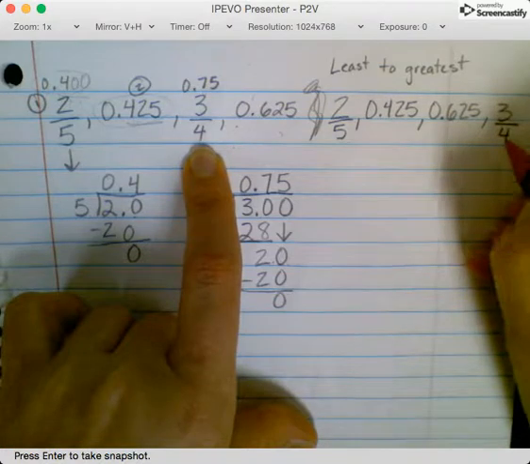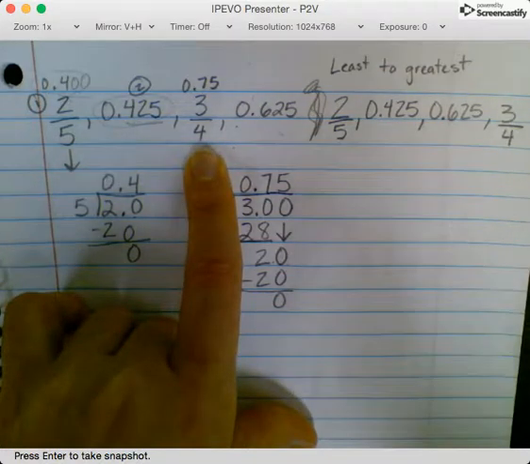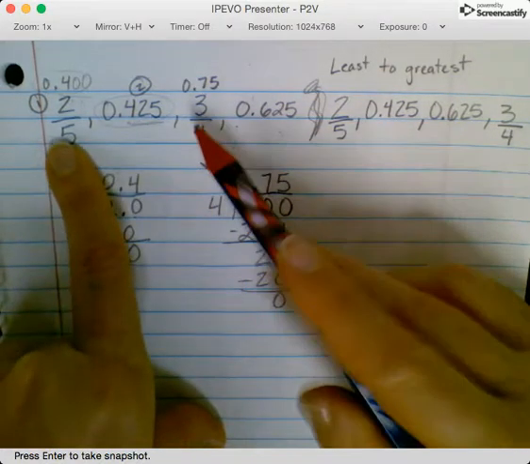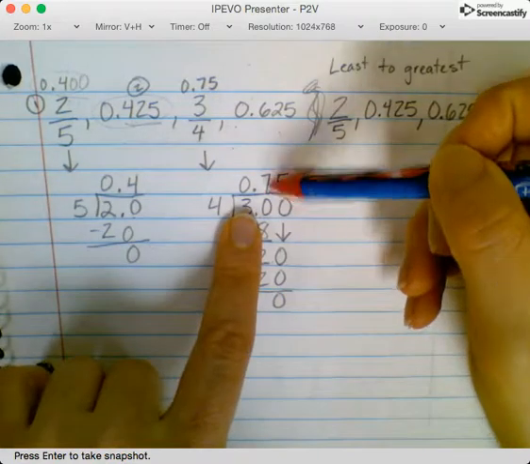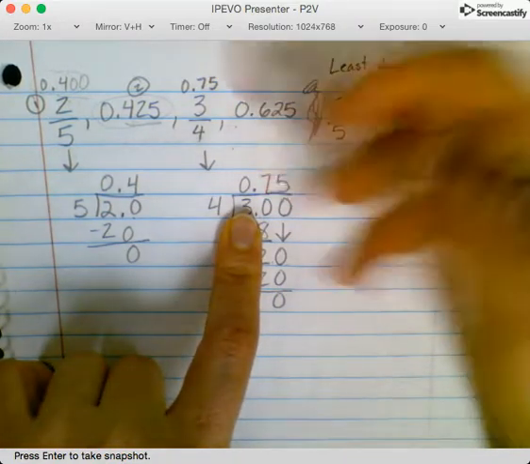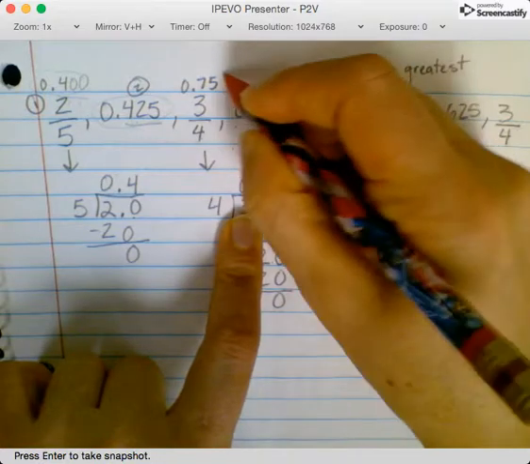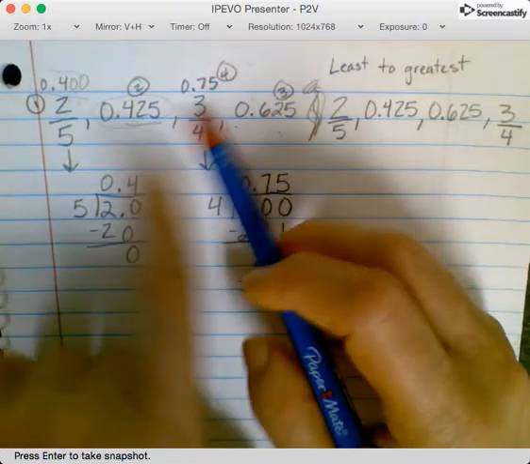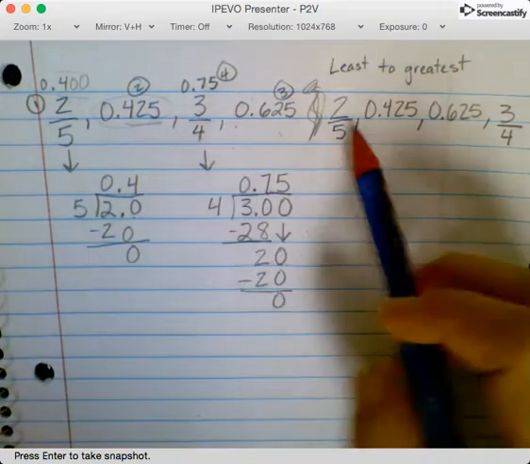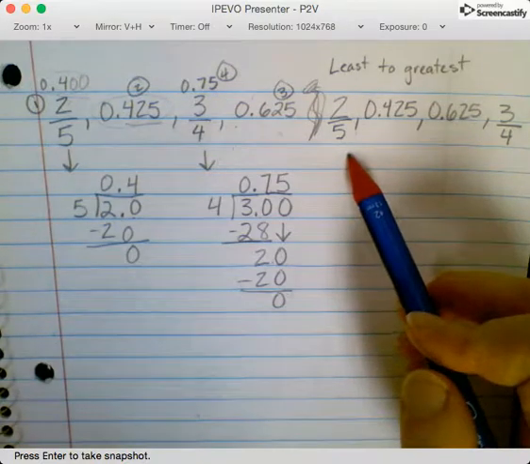Again, just like I said in the last video, notice that I am writing them in the original form. Even though I changed them in order to compare, I put them in their original form in my answer because that is what I will be looking for.